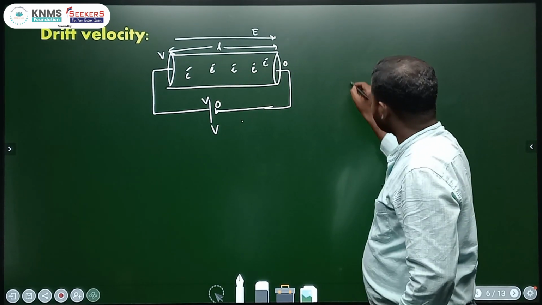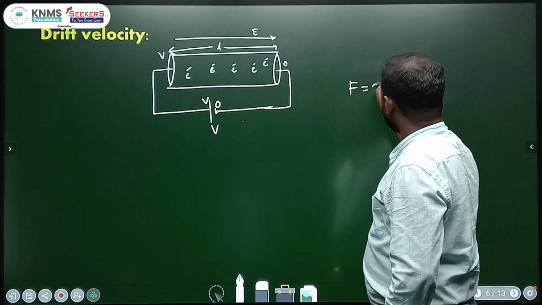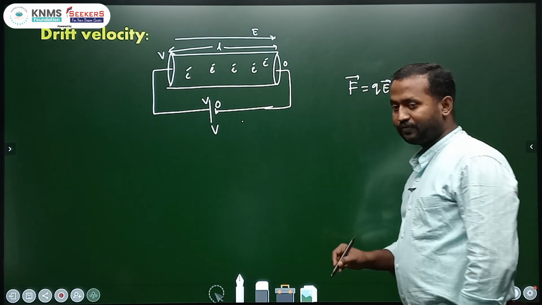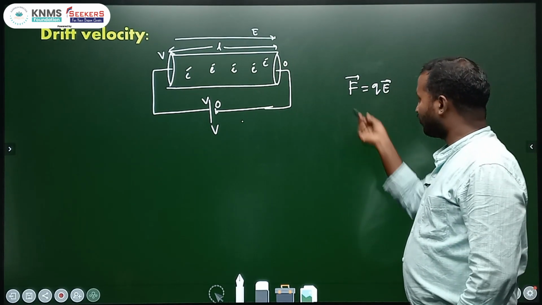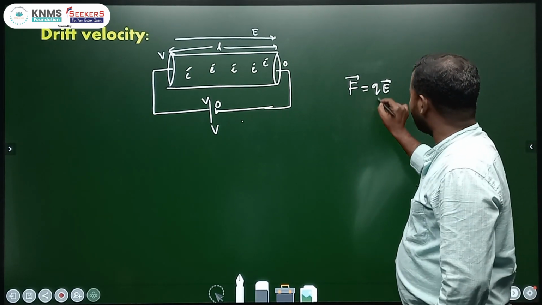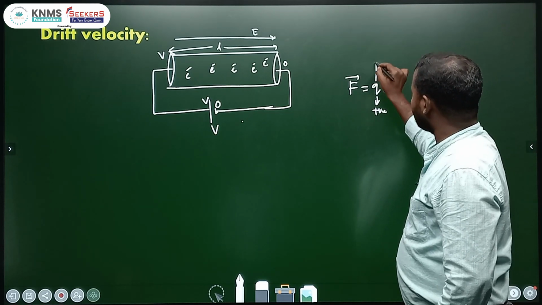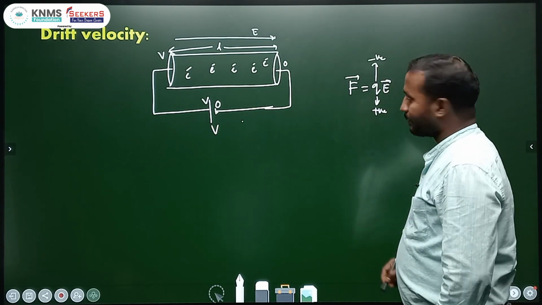You know that the electric force F is equal to QE. If the electric field is in one direction, the force will be in the same direction if Q is positive. If Q is negative, let us say, then what happens?